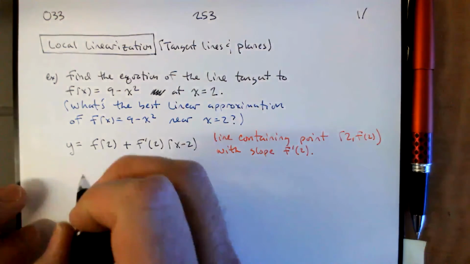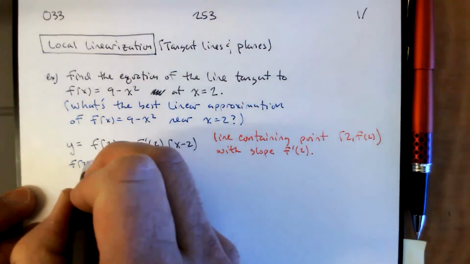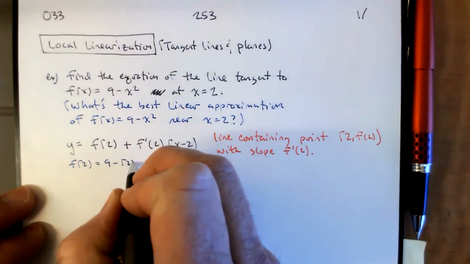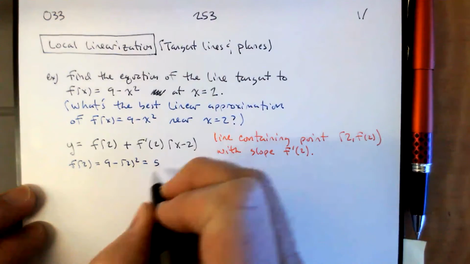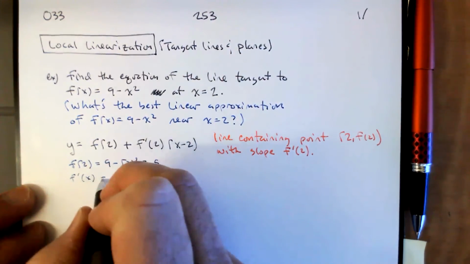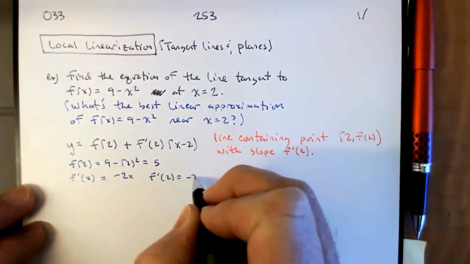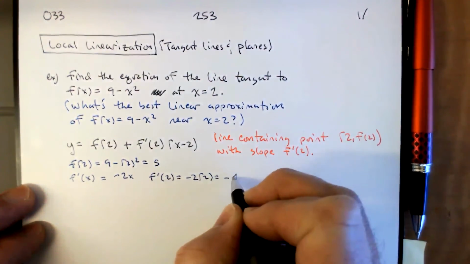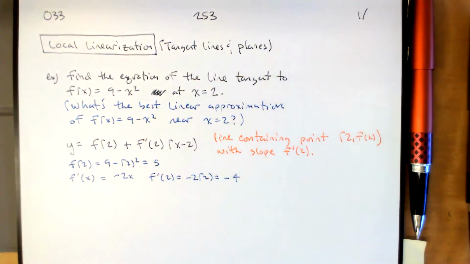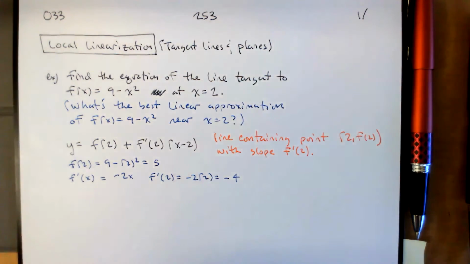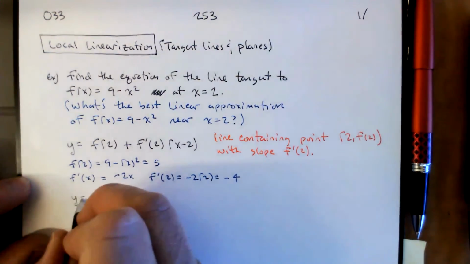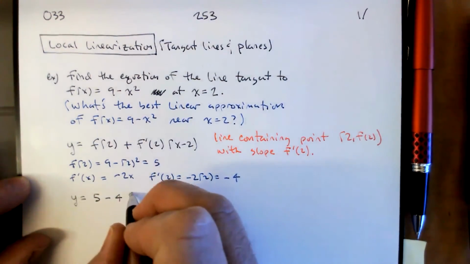If x is equal to 2, we'd have to find f of 2. F of 2 is going to be 9 minus 2 squared. So that's going to be 5. F prime of x is minus 2x. So f prime of 2 is negative 2 times 2, or negative 4. Assuming I did my arithmetic correctly. This is a very dangerous assumption to make. So our equation is going to be y equals 5 minus 4 times x minus 2.